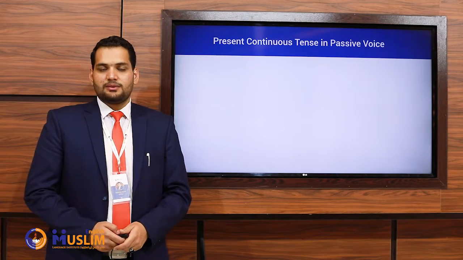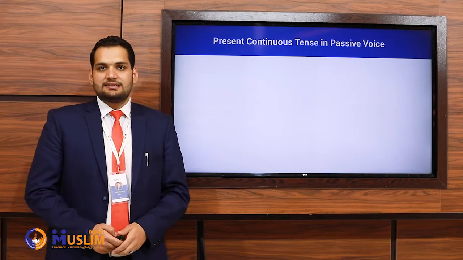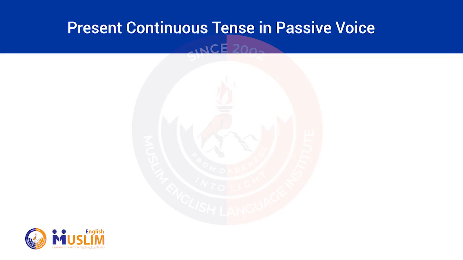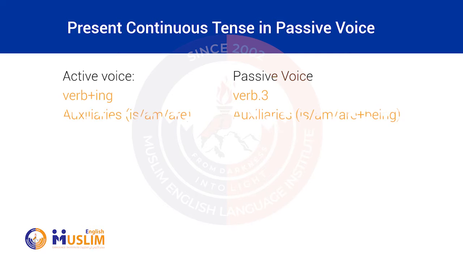Today we're going to talk about the present continuous tense in passive voice. Let's get started. In active voice, the form of the verb that we use is verb ing. But in passive voice, we use verb 3. In active voice, the auxiliary verbs that we use are is, am, are. But in passive voice, we use is, am, are, plus being.